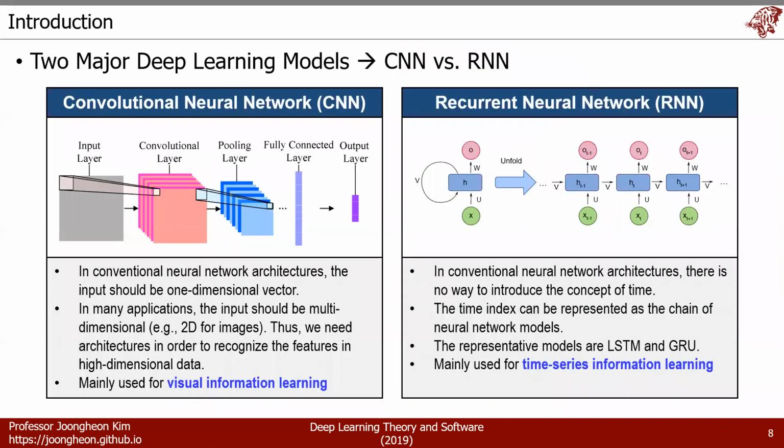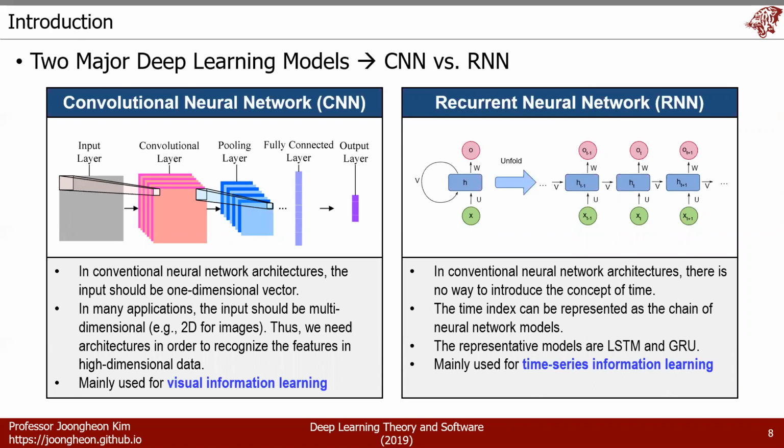So in neural networks, we have two more advanced architectures. The first one is CNN, the convolutional neural network, an architecture which can take multi-dimensional input. Before CNN, in the conventional neural network architecture, all the inputs had to be one-dimensional vectors, but that is quite limited. In our real world, we have a lot of images and video sequences, which are two-dimensional or three-dimensional. That's why, in order to recognize two-dimensional or three-dimensional high-dimensional data, we need a new architecture. So CNN is for recognizing multi-dimensional input. That's why it is very powerful in 2D or 3D image processing, and why we say it is useful for visual information learning.